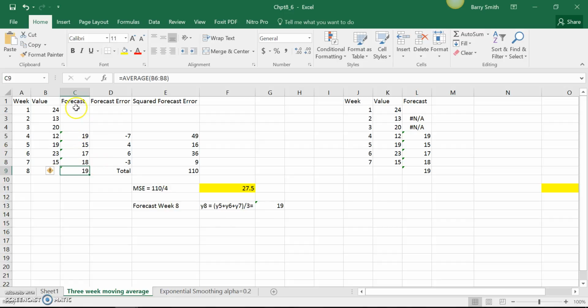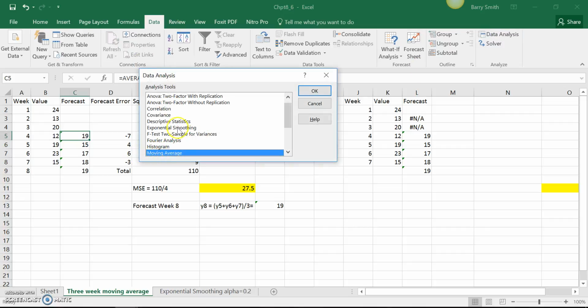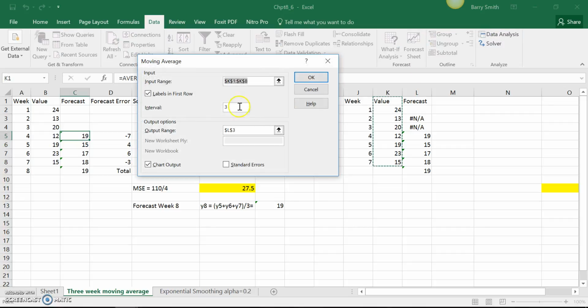Now we can get this part a little quicker. That really doesn't matter so much unless you have a bigger set of data, because it's easy to type the first one in, Control D down, and then work our way over. But we can do it. We can use Data Analysis. We're doing the moving average, so we use Moving Average.